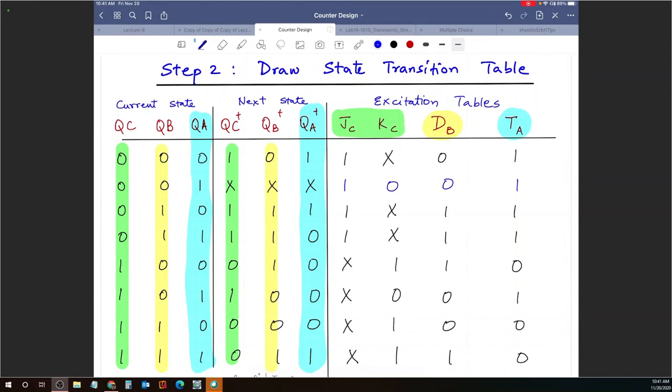All right, so now we have figured out what our implementation has caused our excitation tables to be, right? The next step is to figure out what these are going to be. Because we know the previous state, we know the excitations, so we should be able to find out QC plus, QB plus, QA plus. So, can you guys help me with this? Can you guys tell me what QA plus is going to be?